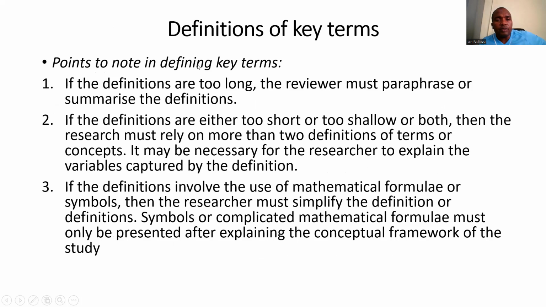And then points to note in defining key terms. If the definitions are too long, the reviewer must paraphrase or summarize the definition. If the definitions are either too short or too shallow or both, then the researcher must rely on more than two definitions of terms or concepts. It may be necessary for the researcher to explain the variables captured by the definition or definitions. If the definitions involve the use of mathematical formulae or symbols, then the researcher must simplify the definition. Symbols or complicated mathematical formulae must only be presented after explaining the conceptual framework of the study, not when one is defining key terms.